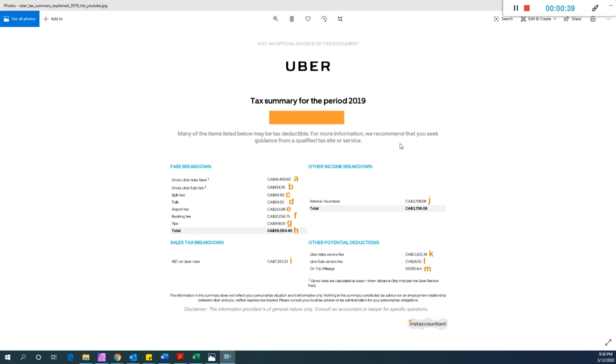So right in front of us is an Uber tax summary. I labeled the amounts that I'm going to talk about in this video. As you can see, A, B, C, D, and so on.